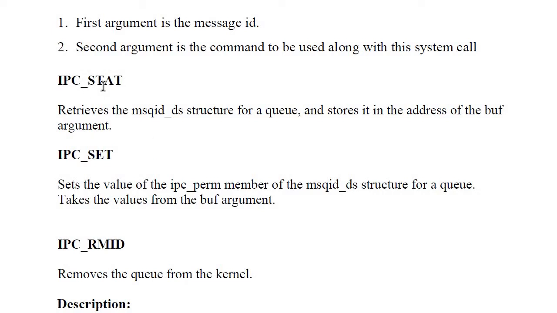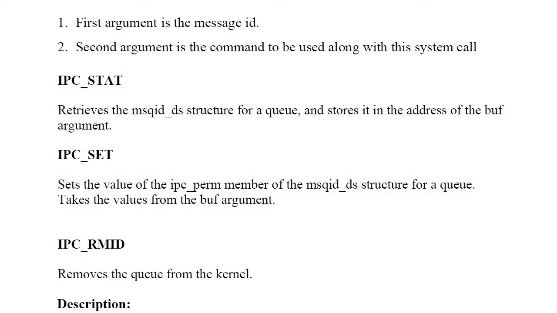If this command is used, what is going to happen? It retrieves the msqid_ds structure for a queue and stores it in the address of the buffer argument. IPC_SET sets the value of the ipc_perm member of the msqid_ds structure for a queue, taking the values from the buffer argument. IPC_RMID removes the queue from the system.